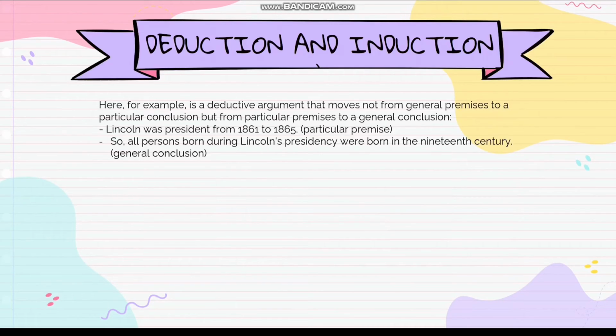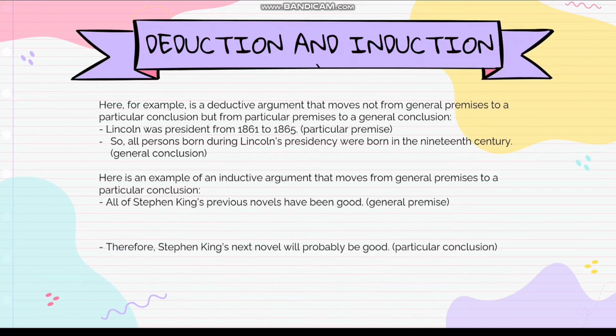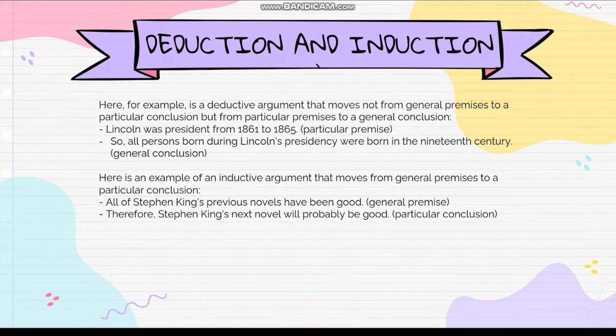This is a general conclusion. And here is an example of an inductive argument that moves from general premises to a particular conclusion. All of Stephen King's previous novels have been good. This is a general premise. So therefore, Stephen King's next novel will probably be good.